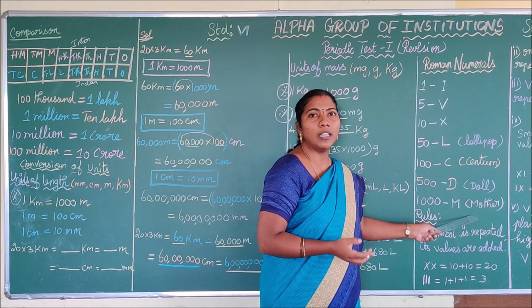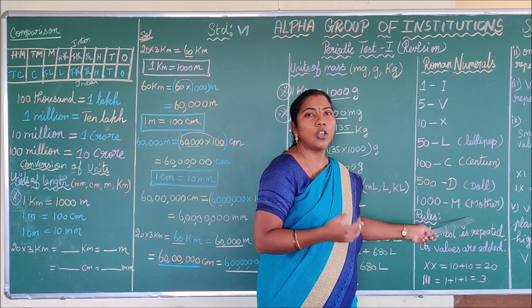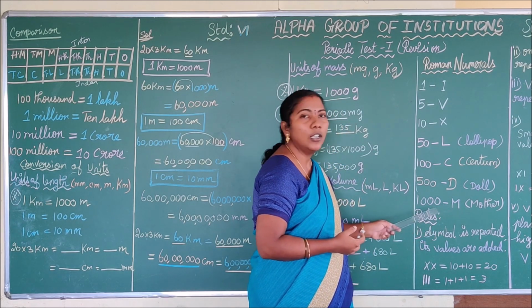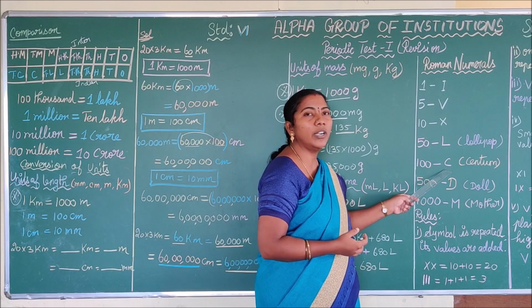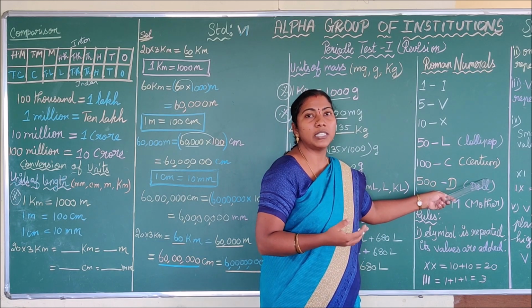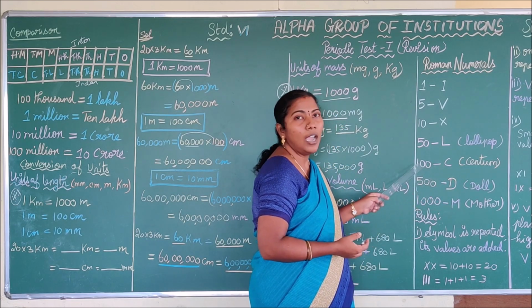M for mother. Mother gave you how much rupees? 1000 rupees. So the value of M is 1000. And C, the clue word, is center. What does center mean? 100. So the value of C is 100.